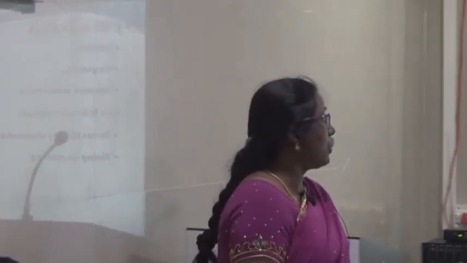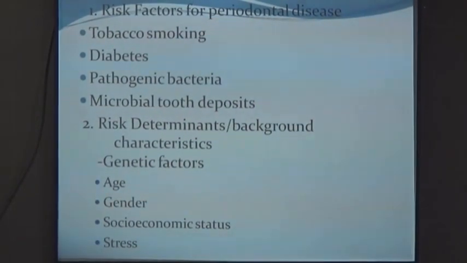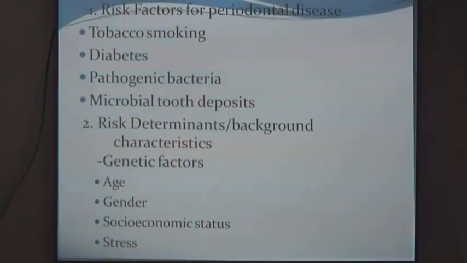Indicators are osteoporosis, infrequent dental visits and HIV and AIDS. Determinants are background characters: genetic, age, gender, socioeconomic stress. Usually they ask MCQs in this. They will ask determinants and risk factors and indicators and like that.